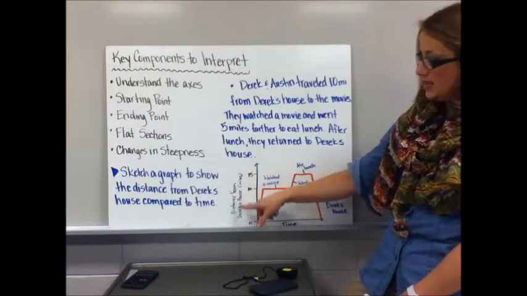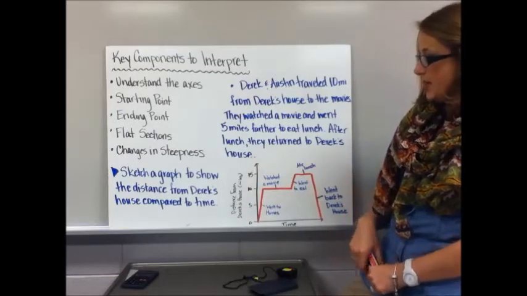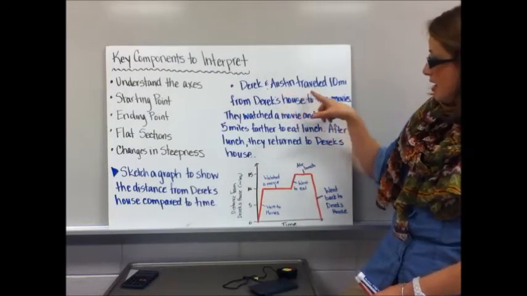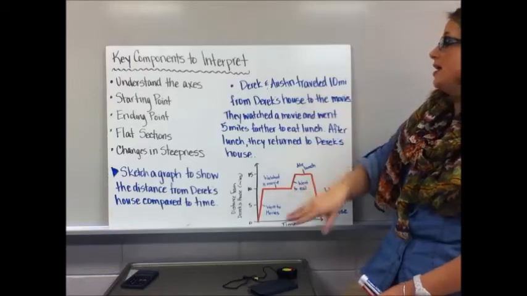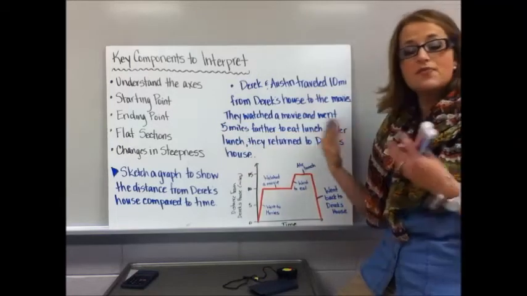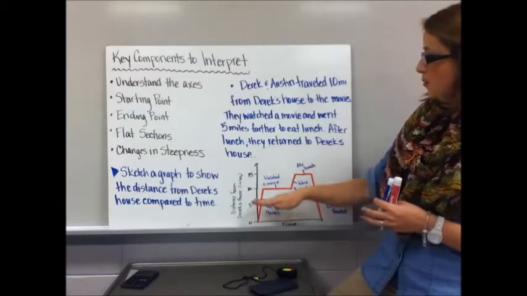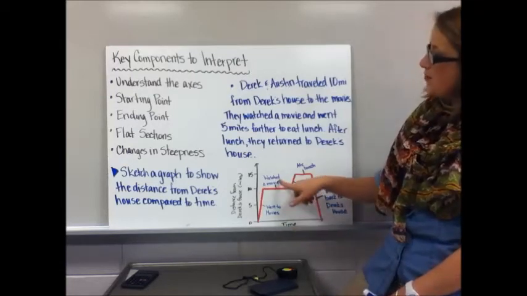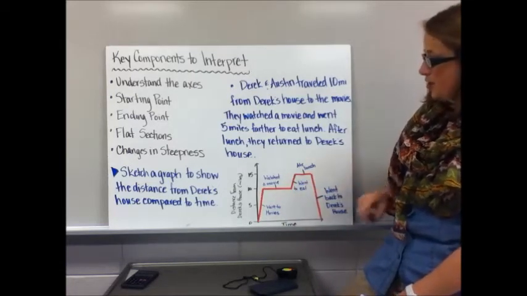The y-axis is distance from Derek's house. I did put tick marks there because it tells that they traveled 10 miles to Derek's house and another 5 miles. So we've been given specific distances. So I went ahead and put that on the y-axis. Notice how I've pointed out key components of the graph.